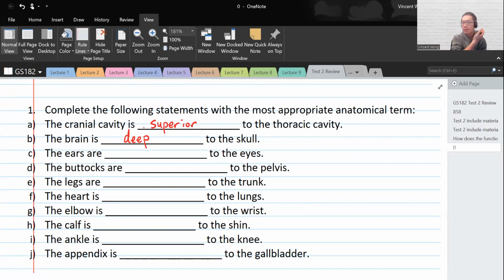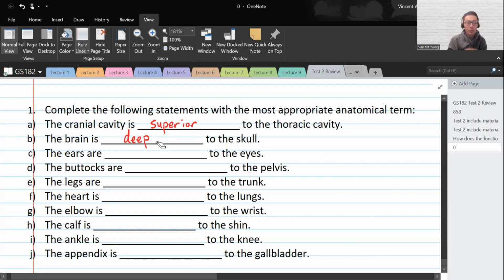The ears are lateral to the eyes. If it's farther out from the middle, we say lateral. The buttocks are posterior to the pelvis. It's on the back, so we say posterior. The legs are inferior to the trunk. The trunk is like your waist, and the legs are below that, so we say inferior.